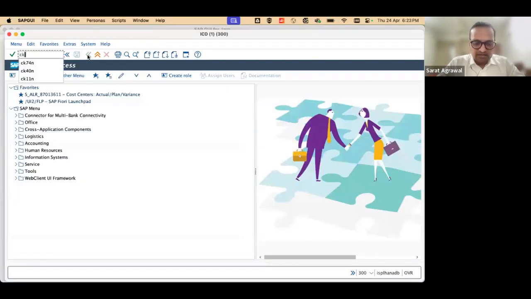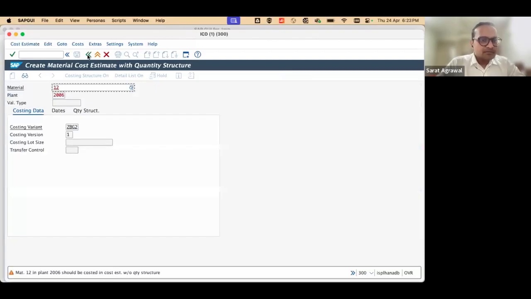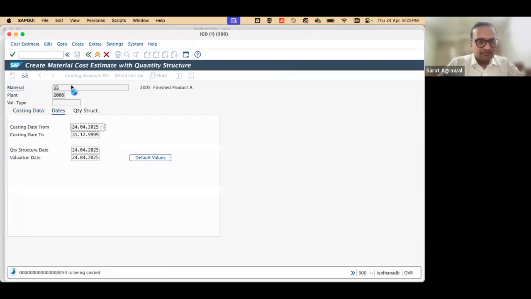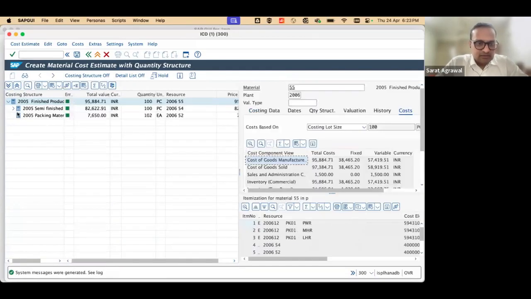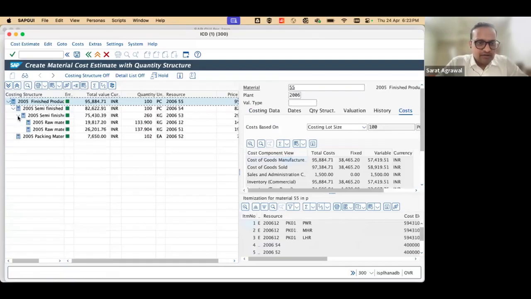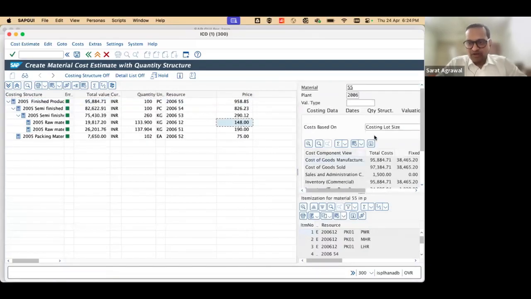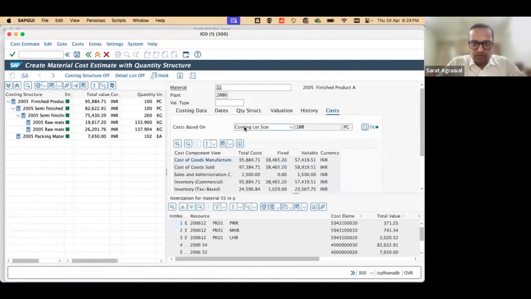And now I'll run the CK11N for my main material, that is 55. And let's check whether the system has taken the price as 145 or 148. Yes, the system has taken 148. Now let us check the impact of that in our total cost of the product. The earlier price was 954 and it is now 958.